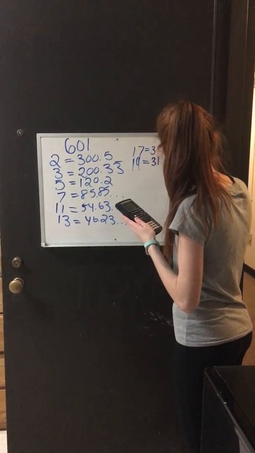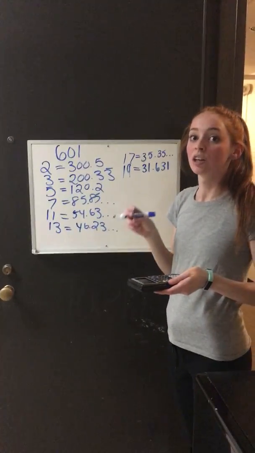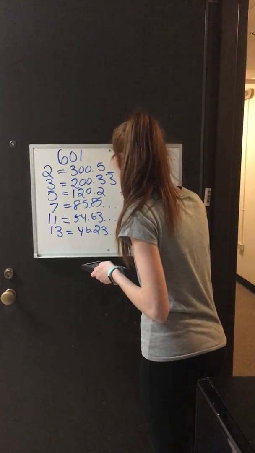And we get another decimal. So we know that one doesn't work. We're going to go to 20, 21, 22. We're going to go to 23.